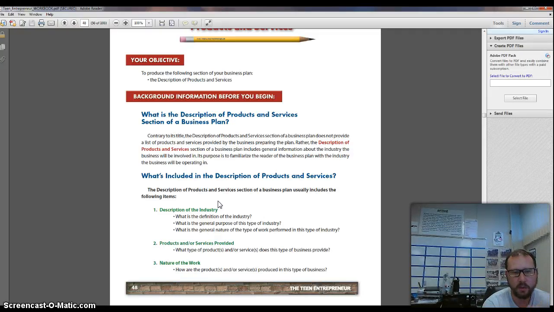Number two, we're talking about products and or services that are provided. What type of product or service does this type of business provide? Could be just one thing, could be both, could be multiple things on both the product and the service side. Depends on what you chose. Number three, the nature of the work. How are the products and or services produced in this type of business?